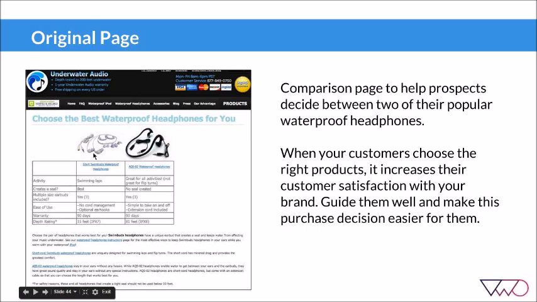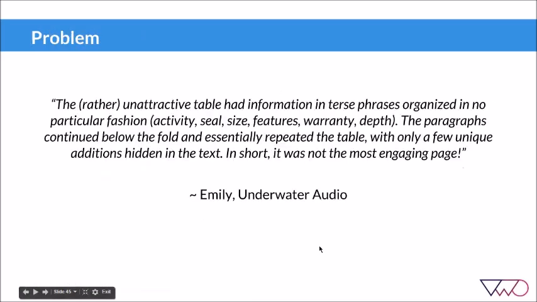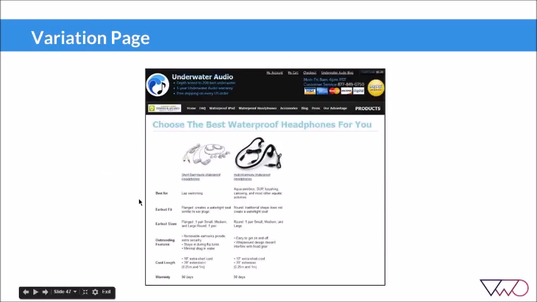A quick analysis shows us the product images, these are the clicks, the CTAs over here, a table which basically explains everything about the product, and then product descriptions with multiple call to action links within this paragraph. Emily from Underwater Audio told us that the rather unattractive table had information in terse phrases organized in no particular fashion. The paragraphs continued below the fold and essentially repeated the table with only a few unique additions hidden in the text. In short, it was not the most engaging page.